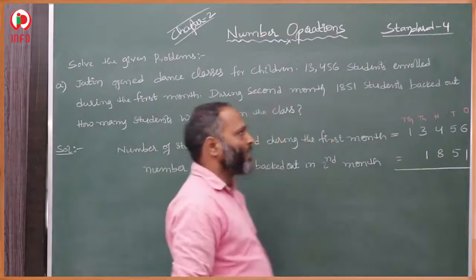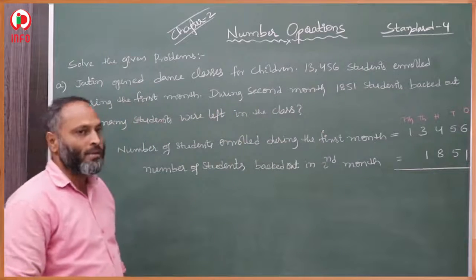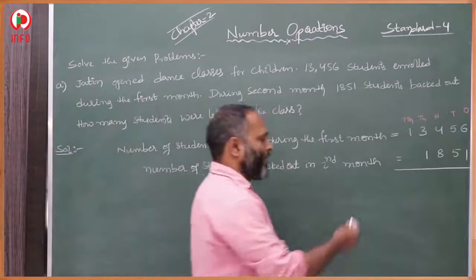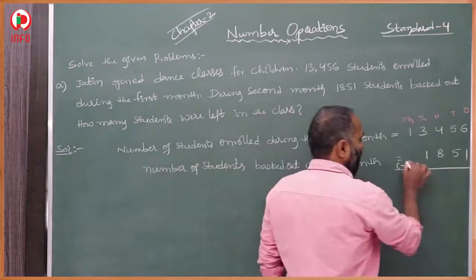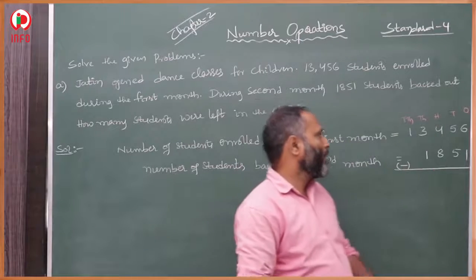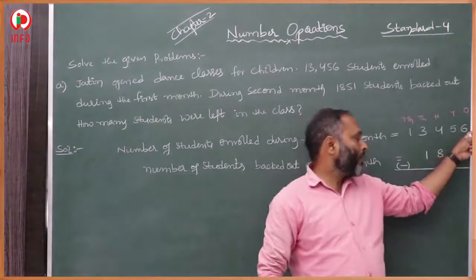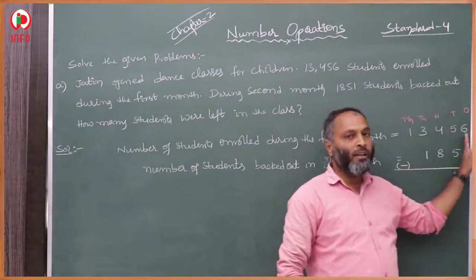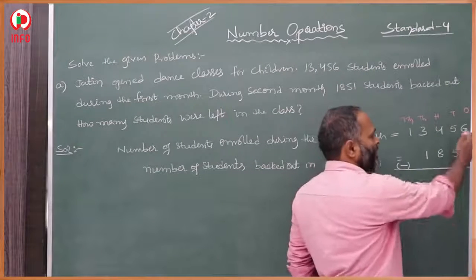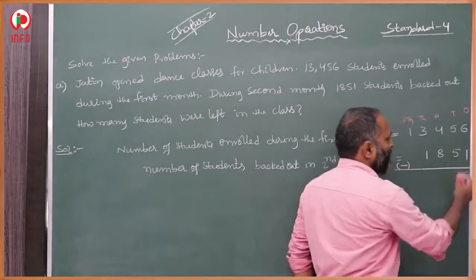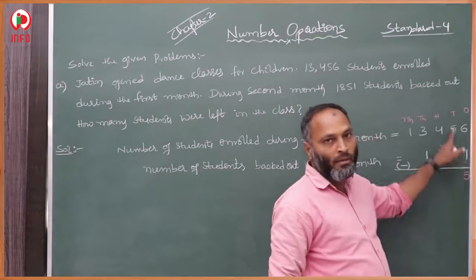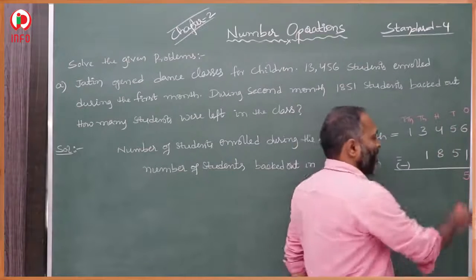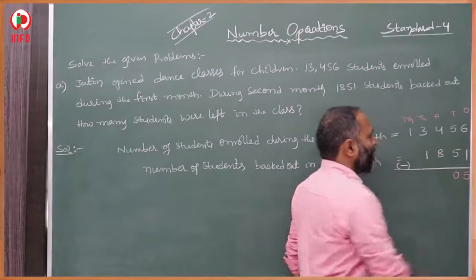Then how many students were left in the class is asked. Means we have to find minus here. This is the minuend, this is the subtrahend. The minuend is bigger, so no need to take borrow. Then 6 minus 1 is 5. Minuend and subtrahend are equal, so 5 minus 5 is 0.